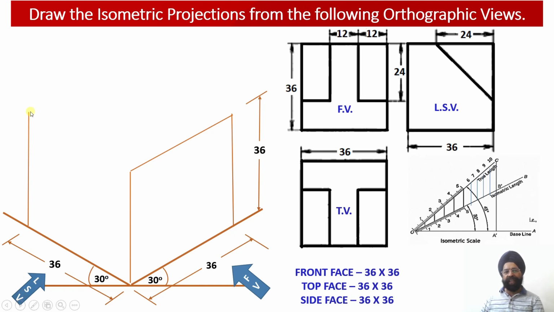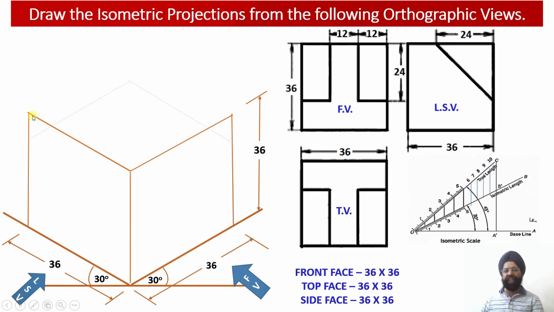Now another isometric line we are going to draw parallel to the x-axis, measuring 36 millimeter, and another vertical isometric line we are going to draw parallel to the y-axis. Again, this will be measuring 36 millimeter. So this will complete our left side view face of the solid.